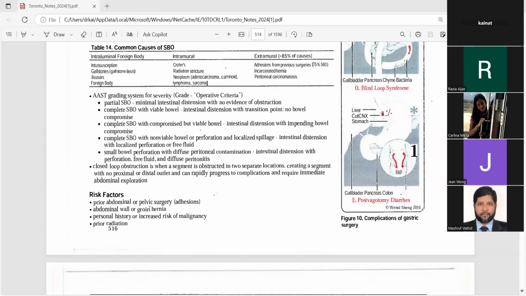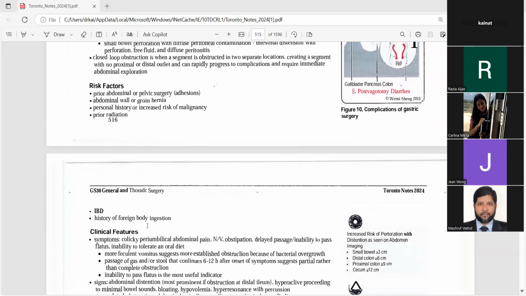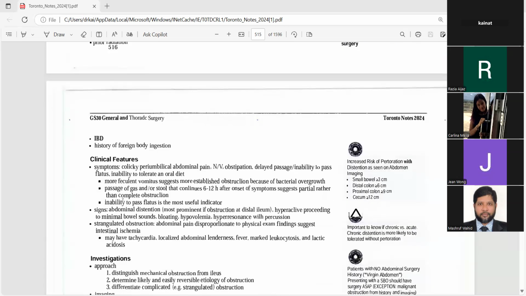Any previous surgeries, especially in small bowel obstruction. So the risk factors for the small one and the large one are different. So any previous surgery, any abdominal mass, any previous history or risk of cancer, any prior radiation, IBD, or any foreign body ingestion. Then what could be the features, like how they are going to present to you in the scenario?